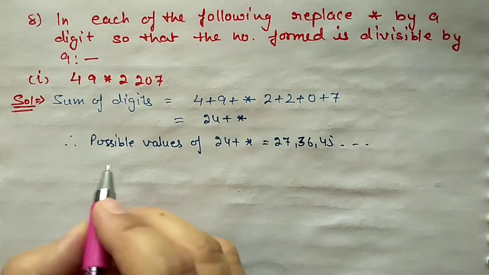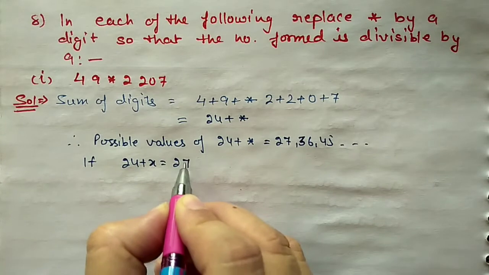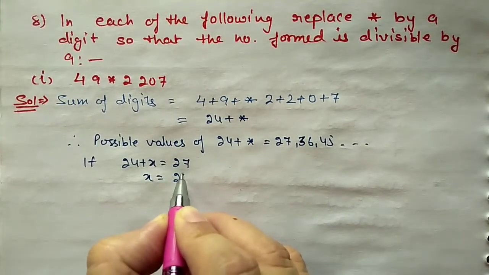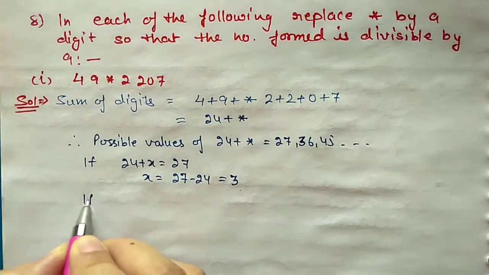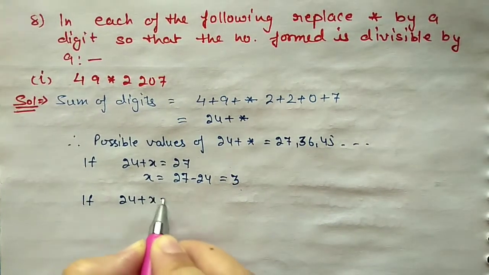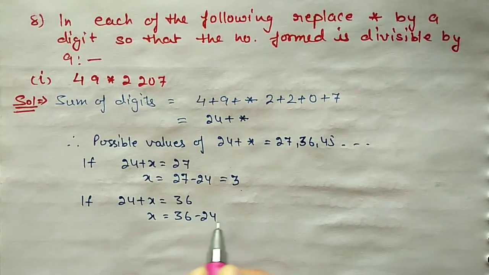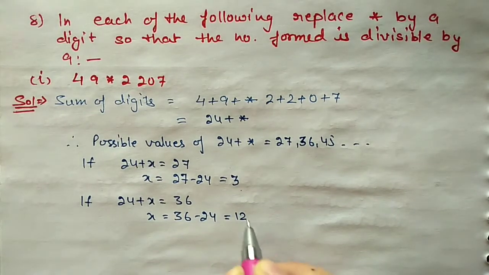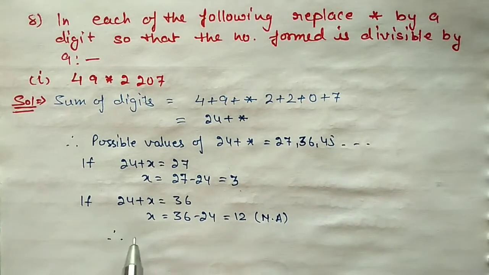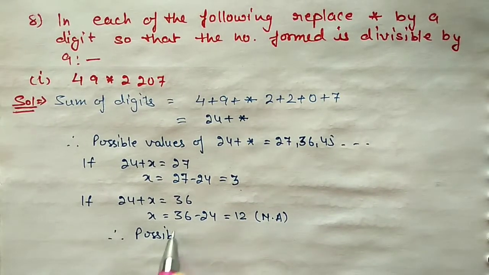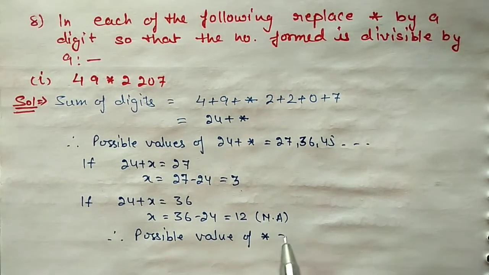Now first we'll check with 27. If 24 plus x is equal to 27, in that case x value will be 27 minus 24, which is equal to 3. Now if we compare with the next number, 24 plus x is equal to 36, then x value will be 36 minus 24, which is coming 12, and it is a 2-digit number, so this will not be applicable. So now the possible values of x will be 3 only. Star is 3.